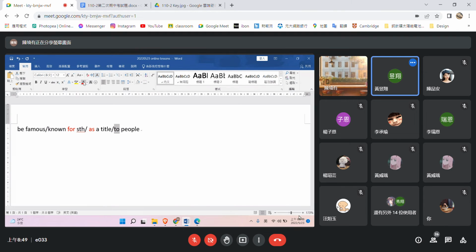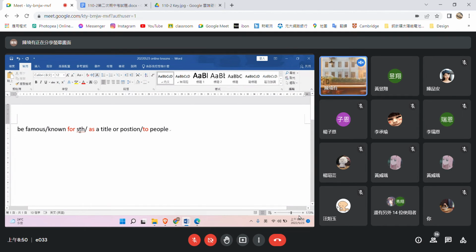And what does "as a title" mean? As a title or position. For example, do you know Zhang Huimei? Is she too old for you? Zhang Huimei is famous, well known as a singer. So a singer is a position or a title.